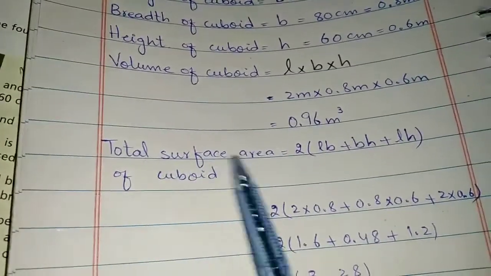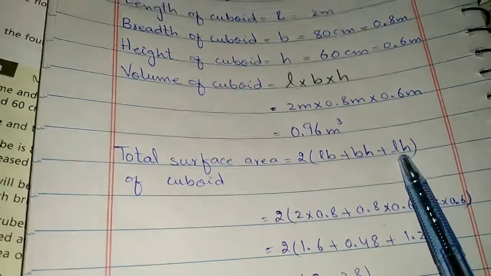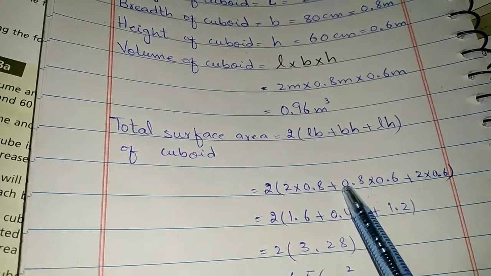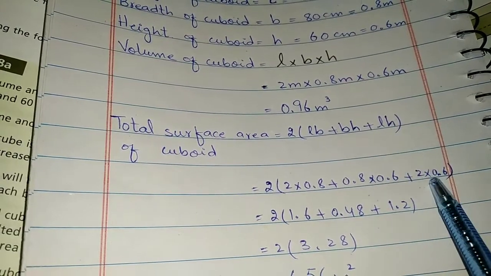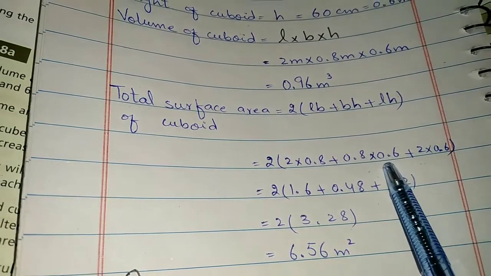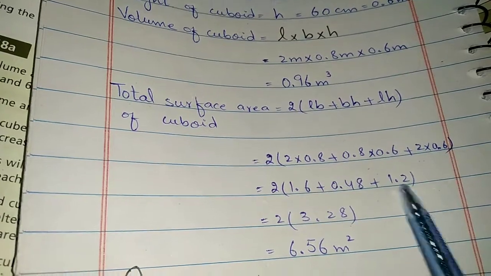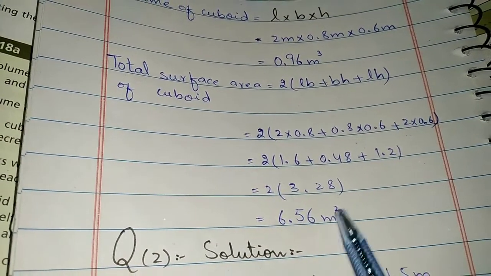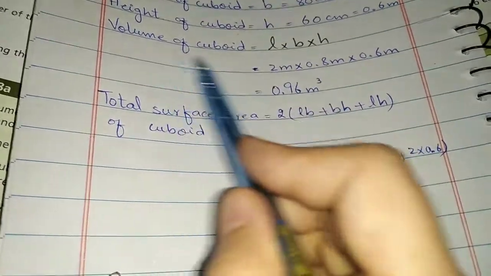Now we have to find the total surface area of a cuboid, and the formula is 2 into (LB plus BH plus LH). So L is equal to 2, B is equal to 0.8, height is equal to 0.6. 2 into 0.8 is equal to 1.6, 0.8 into 0.6 is 0.48, 2 and 0.6 multiplication is 1.2. So the addition is 3.28 and the product is 6.56 meters square, which is the total surface area of a cuboid, and 0.96 meter cube is the volume of a cuboid.